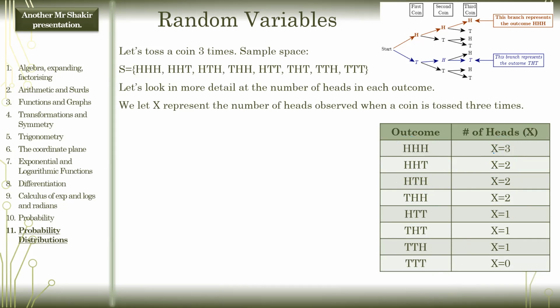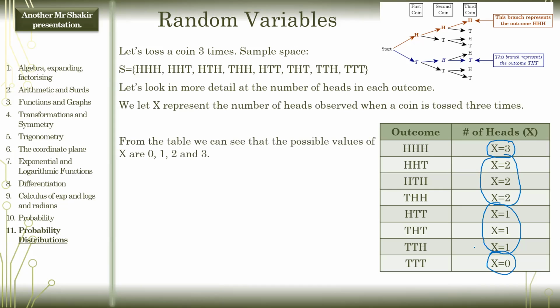Now, just worth noting, in 1 out of 8 outcomes, X is equal to 3. In 3 out of 8 outcomes, X is equal to 2. In 3 out of 8 outcomes, X is equal to 1. And in 1 out of 8 outcomes, X is equal to 0. I'm just discussing it, noticing patterns, noticing trends. There's nothing really to learn here per se. We're just looking at it, right?